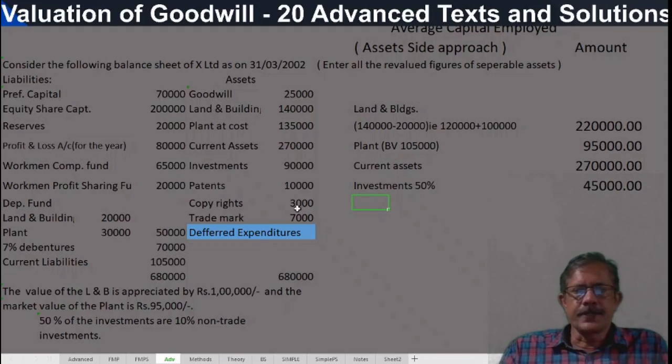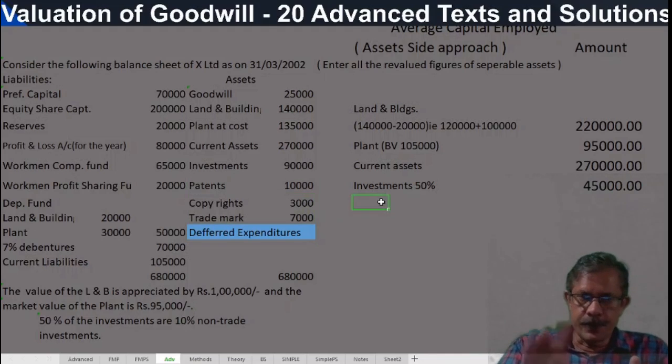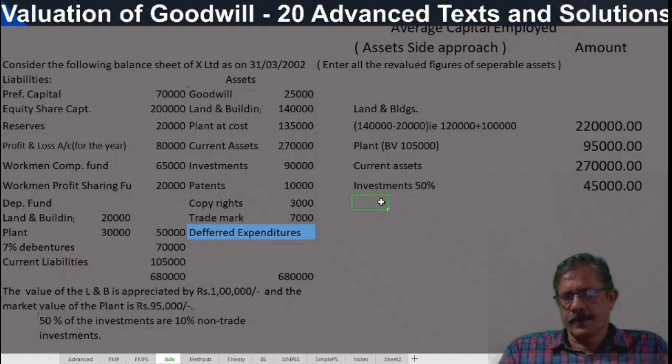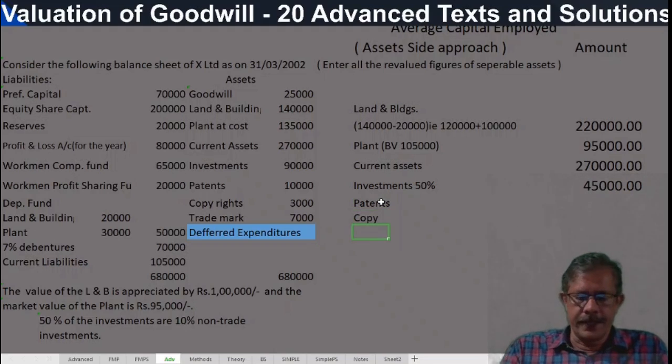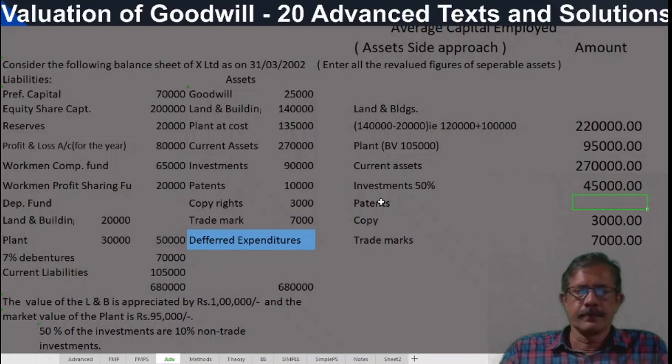In other investments, patents, copyrights and trademarks are always considered. These are intangibles but have certain value. These are allowed to be shown in the balance sheet. These are identified intangibles, so that can be taken into account. Patents, copyrights, then trademarks. Trademarks 7,000, copyrights 3,000, and patents 10,000.